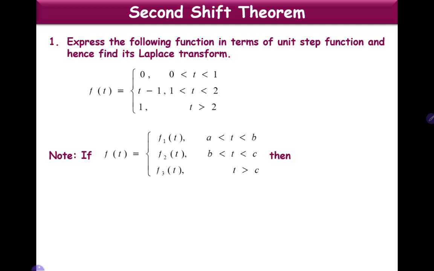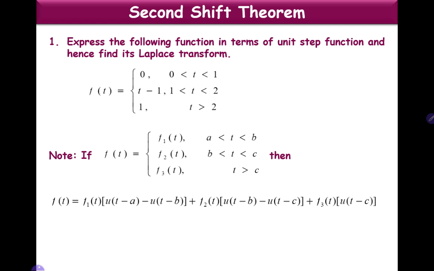So first let us make a note of this point. Suppose f of t is defined like this. In the interval AB, it is f1 of t, and in the interval BC, it is f2 of t, and from c to infinity, it is f3 of t. Then we can express f of t like this.